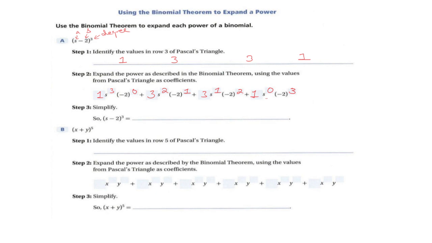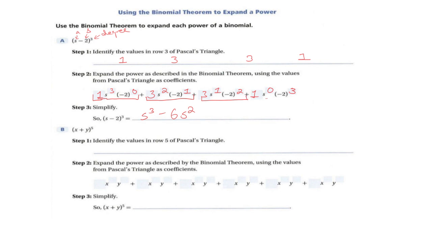So the first term simplifies to 1 as the coefficient, s cubed, and then negative 2 to the 0 is just 1, so s cubed. The next one, oh, sorry, not 3. We have 3 times negative 2, which is negative 6, and then s to the second power. Clean up this one.